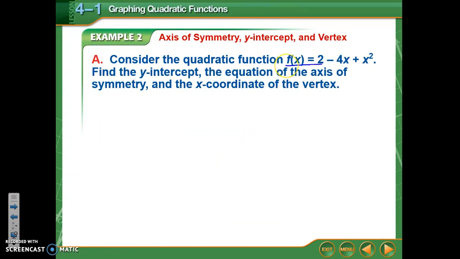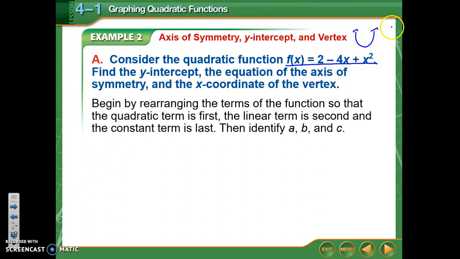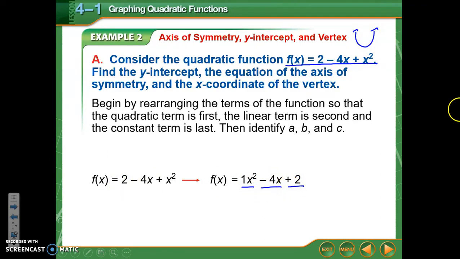So let's look at this example. I have this function, 2 minus 4x plus x squared. Notice my biggest exponent is a 2, so I expect a parabola, my U shape. We're going to find the y-intercept, the equation of the axis of symmetry, and the x-coordinate of the vertex. First of all, we're going to arrange this in the right order so that we can identify a, b, and c. So we're just going to rewrite x squared as my first term, -4x is my second term, and +2 is my third term. So that means that my a is 1, b is -4, and c is 2.